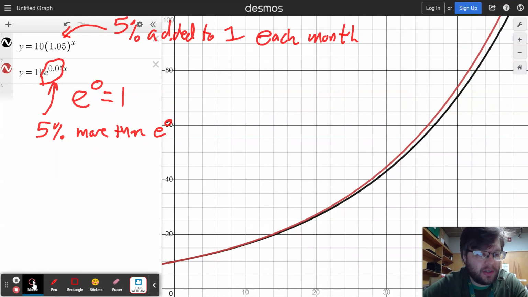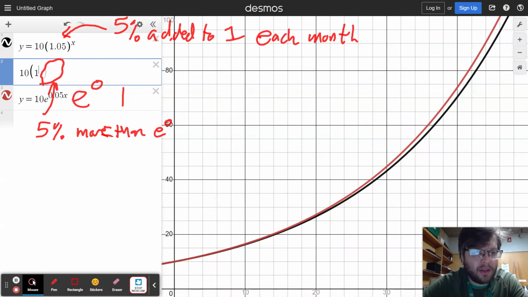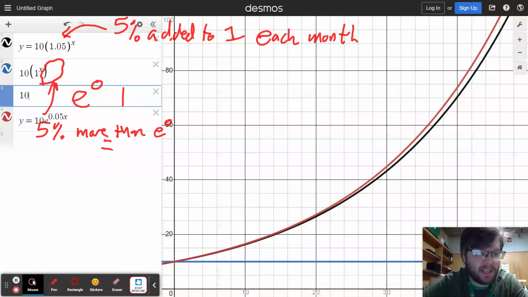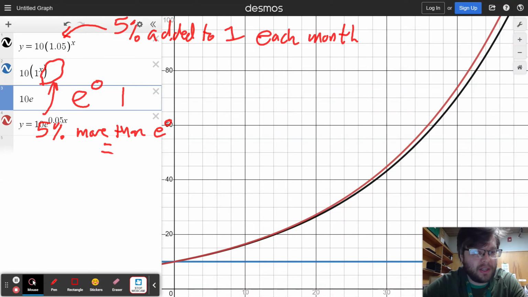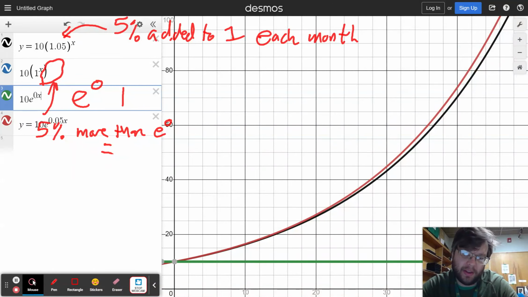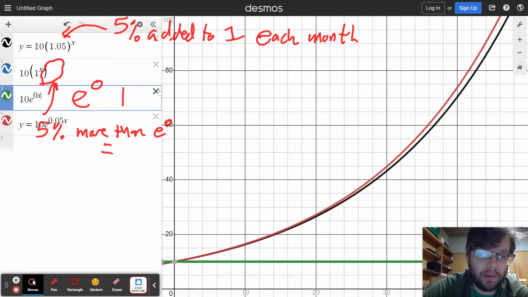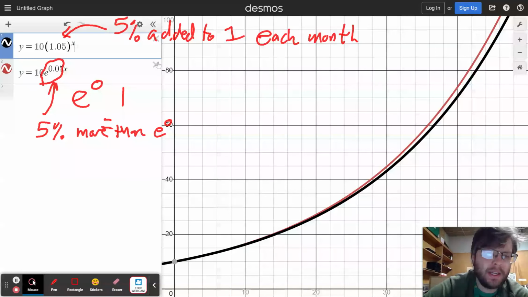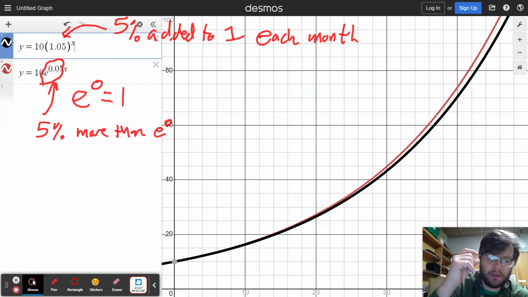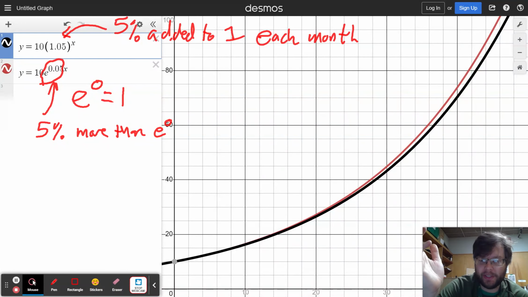Just to show you that in a slightly different way, if I wrote 10 times 1 raised to the x, it's a flat line. And if I said 10 times e raised to the 0x, it's a flat line. And so in both cases, I just increase what I'm multiplying by, or increase that power a little bit more, to give that percent growth. Okay. Now, what's the difference? You should be wondering, why would we have two different ways of representing a 5% growth?